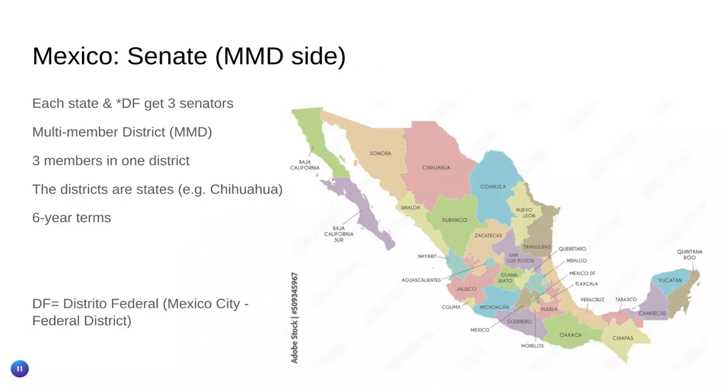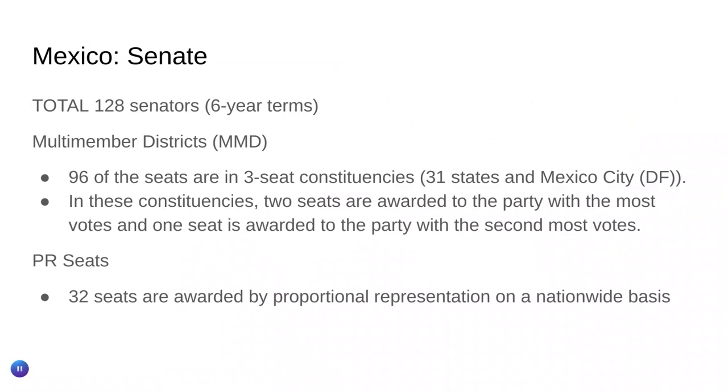In the Senate, there are 31 states in Mexico and the federal district, or Distrito Federal, or Mexico City, and they all get 3 members per state. The state is the district. So for example, a state like Chihuahua has 3 members. And how does this get selected? Well, there are 128 senators. They all get 6-year terms. Each state gets 3 seats.